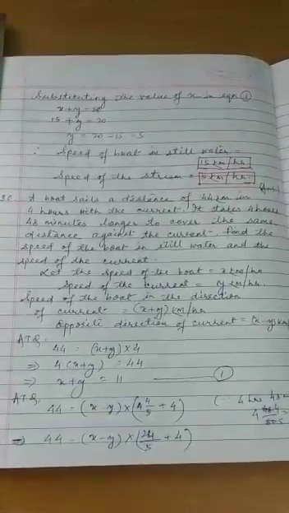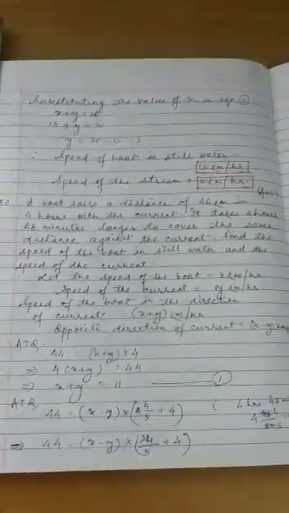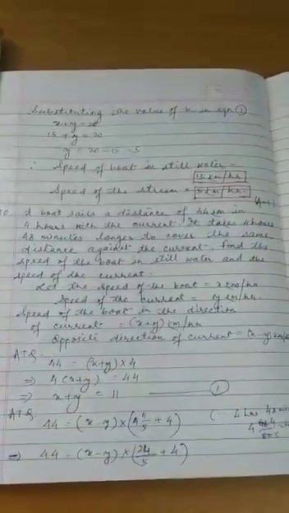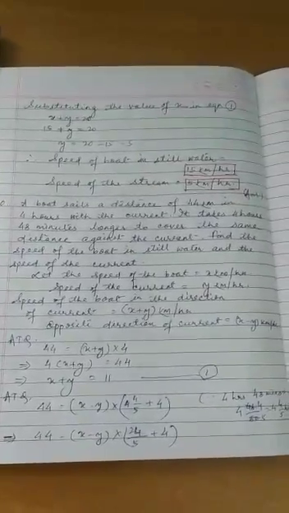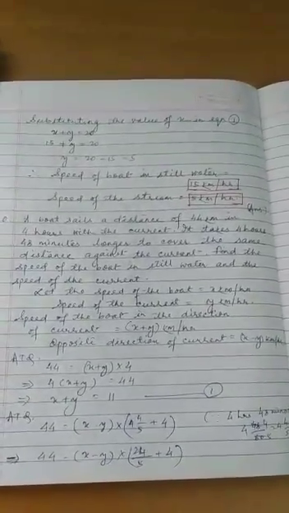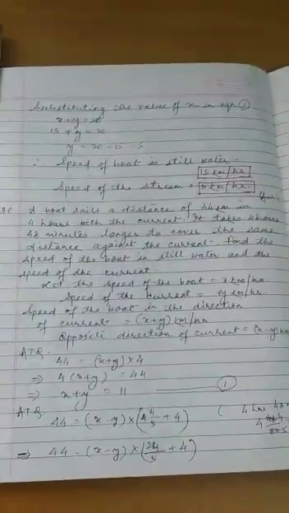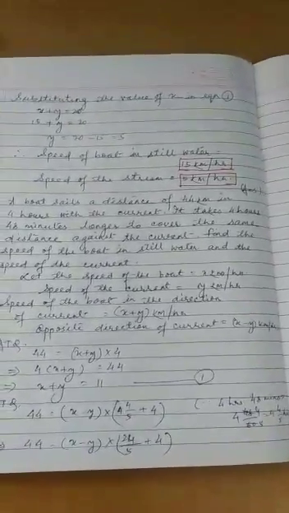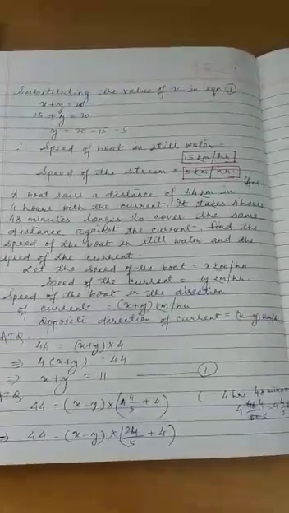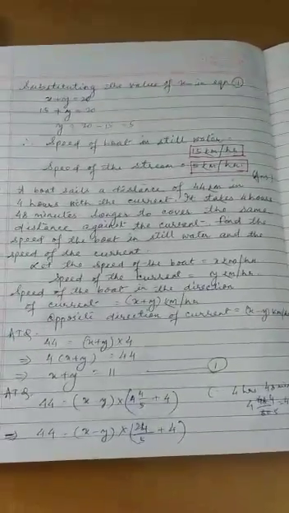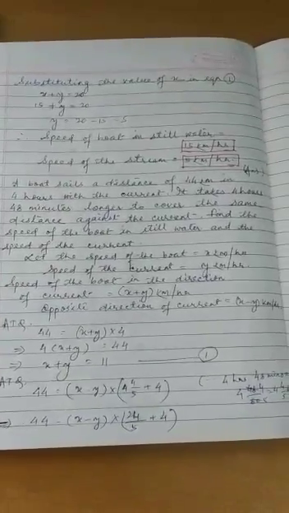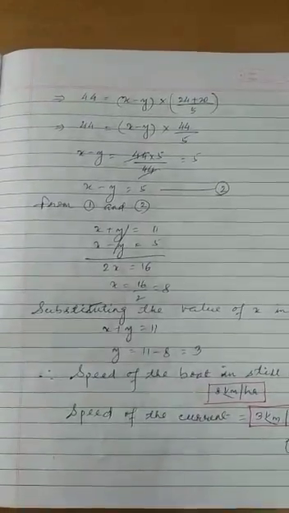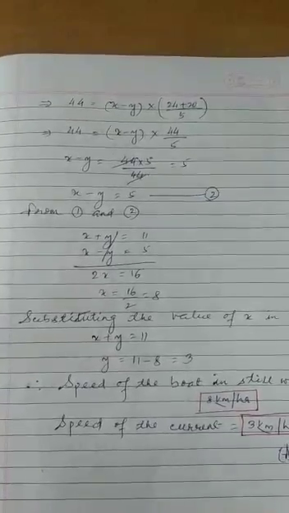That is equation 1. And again in your question, it takes 4 hours 48 minutes longer, means the total time is 4 hours plus 4 hours 48 minutes. So you convert 4 hours 48 minutes into hours, you will get 4 by 5 hours. Now this distance equals speed into time, that is, speed x minus y into this time, 4 hours 48 minutes plus 4 hours. If you solve it, you will get x minus y equal to 5.